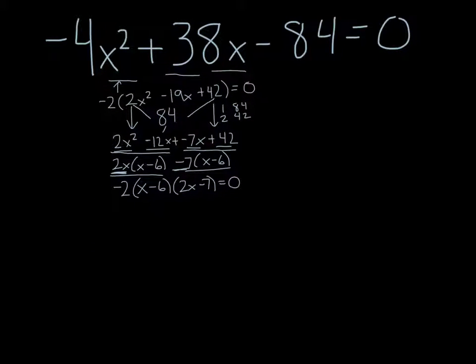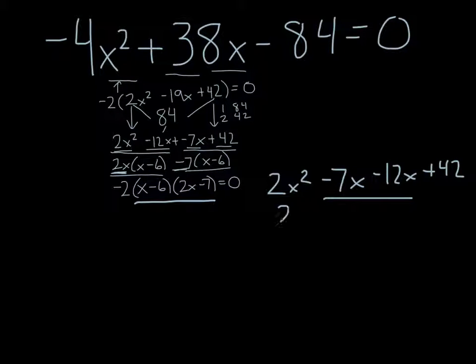Shrink it down a little bit here. So I'm going to use that x minus 6 and 2x minus 7 and use FOIL. So if I do FOIL, when I take my first, I'm going to get 2x squared. When I do my outers, I'm going to get -7x. When I do my inners, I'm going to get -12x. When I do my last, I'm going to get 42. When I combine my like terms here, I'm going to get 2x squared minus 19x plus 42.